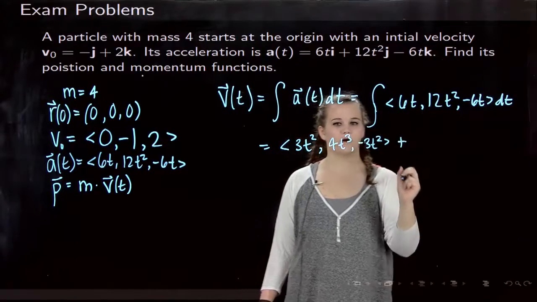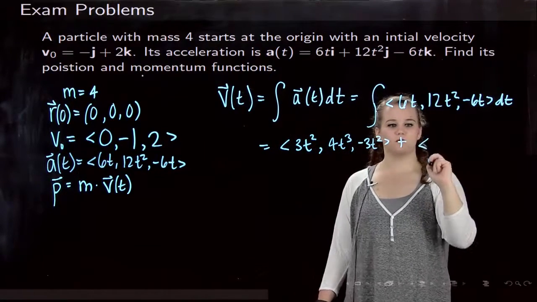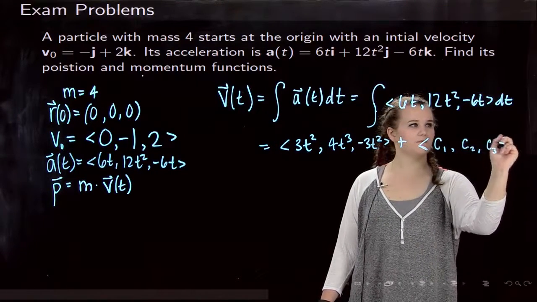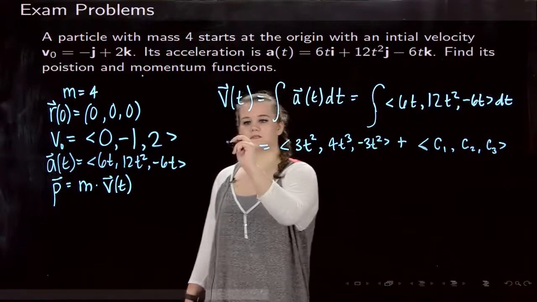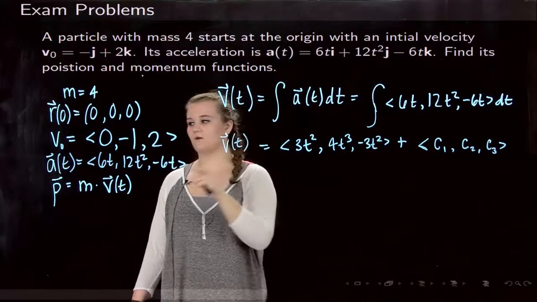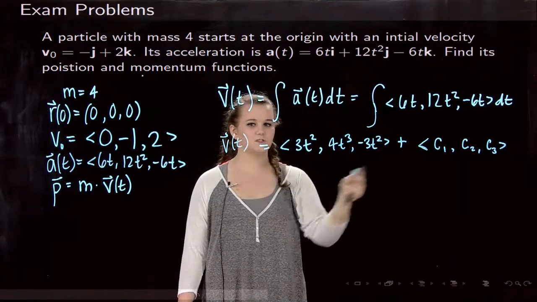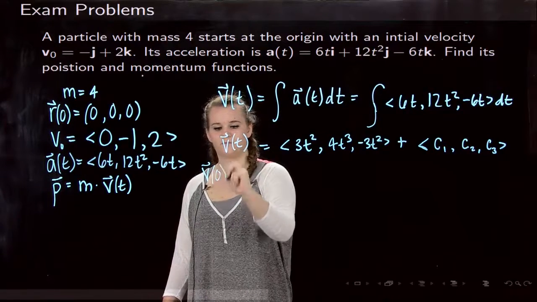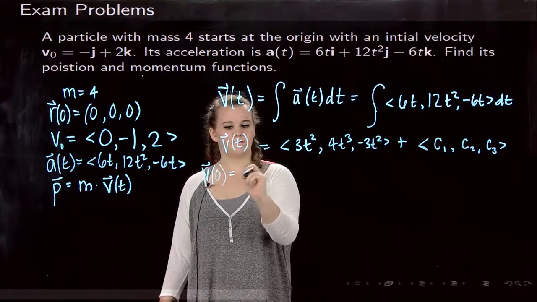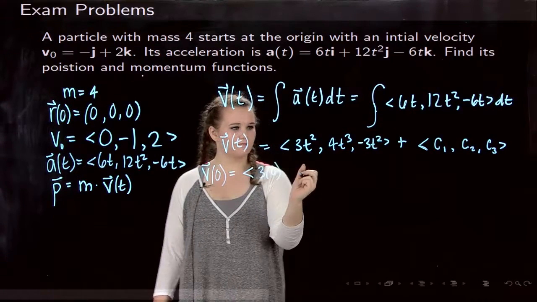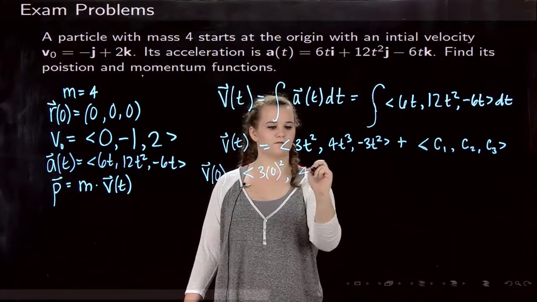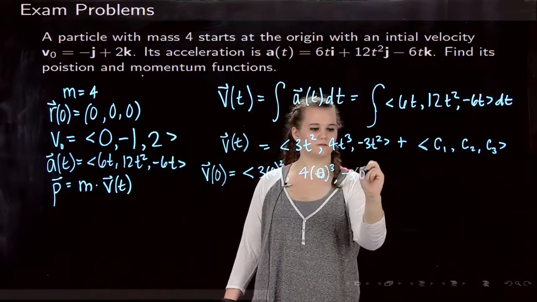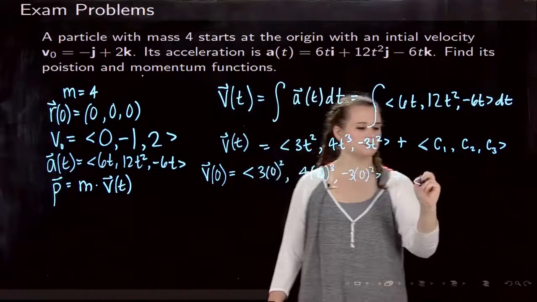We also have to add our constants of integration because we don't have a definite integral. So this is going to be C1, C2, and C3. So this is our velocity function, but we were given an initial velocity, so we have to plug that into the equation to solve for our constants. So if we let t equal 0, then we get 3 times 0 squared, 4 times 0 cubed, and -3 times 0 squared.